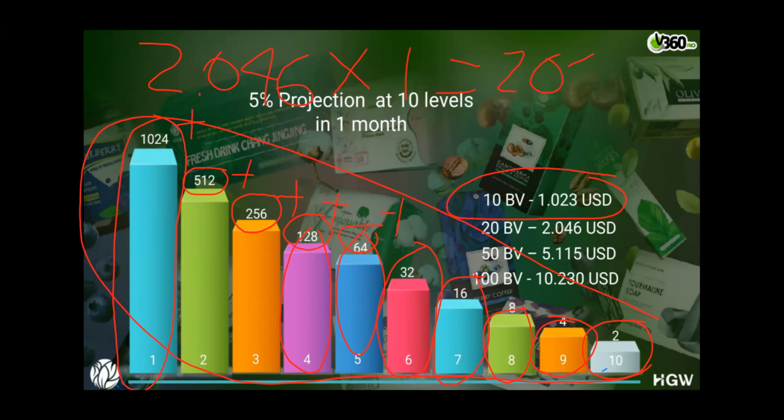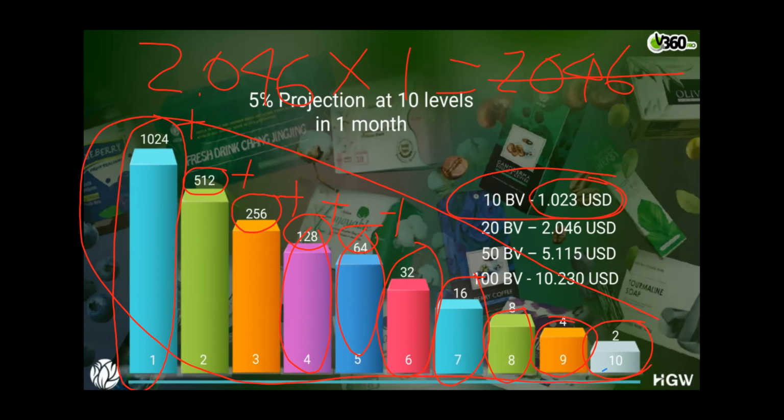This is 2046. But remember the 50% of the profits. Remember the most important principle: 50% is for you and 50% is for your sponsor. Okay, don't forget it. So this is the reason, because this is $1,023 for you.